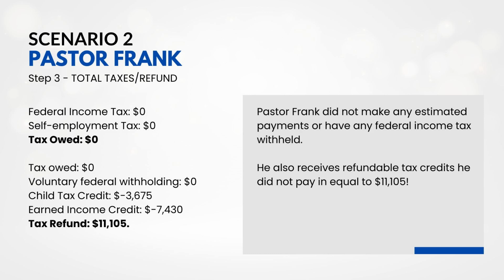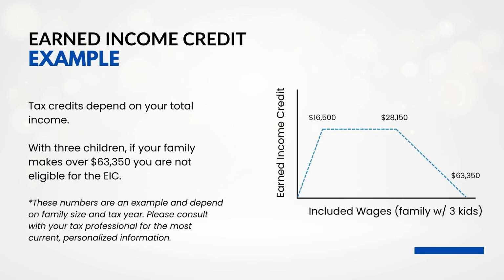So, Pastor Frank, having paid no taxes, will receive a check for $11,105. The refundable tax credits that both pastors were eligible for phase in and out based on your wages. If you make too little or too much, you're not eligible for those credits, so there is a sweet spot. For pastors who have opted out of Social Security and Medicare, you have much more control over finding that sweet spot by designating the right housing allowance amount. This is an advanced tax strategy, but it's worth considering when determining your designated housing allowance amount.